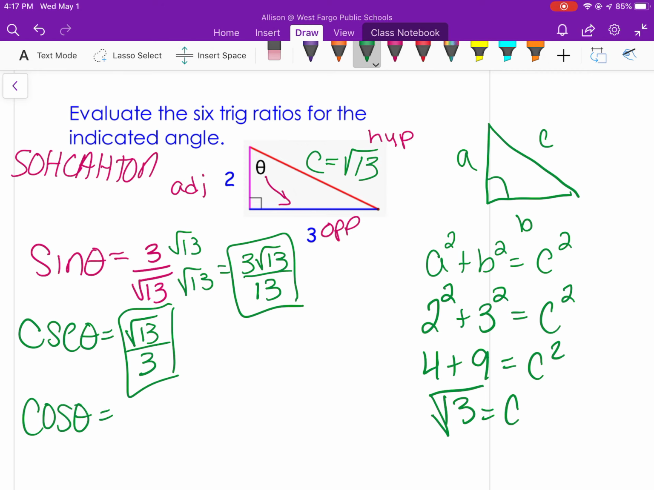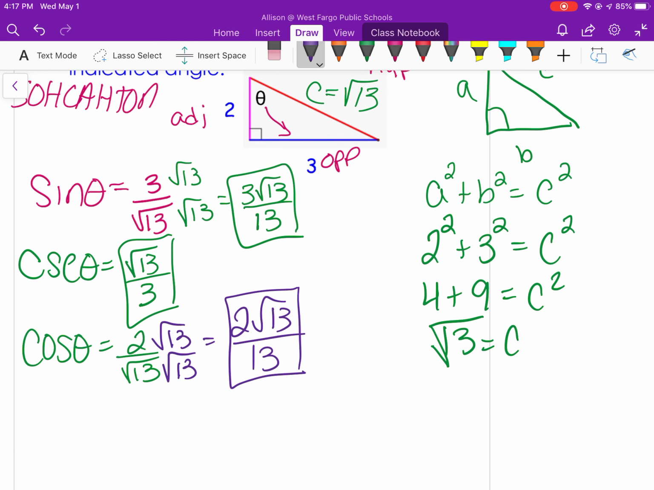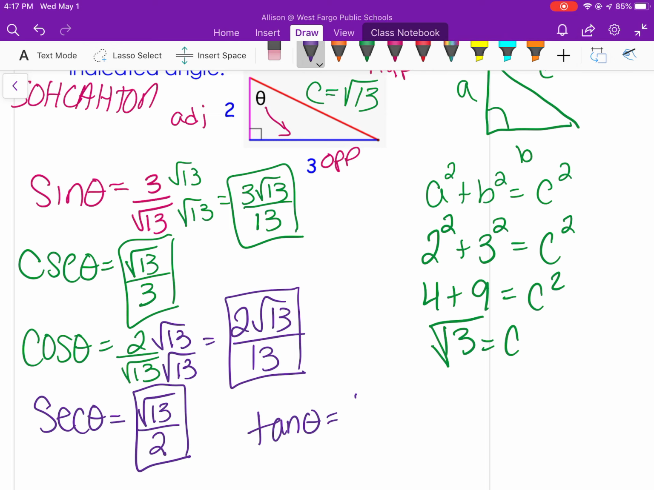Cosine of theta will be adjacent over hypotenuse. Rationalizing that by multiplying by the square root of 13 gives me 2 square roots of 13 over 13. Secant is the reciprocal of cosine, so square root of 13 over 2, hypotenuse over adjacent. That one's done. Tangent is opposite over adjacent, so 3 over 2. And cotangent is the reciprocal, adjacent over opposite, 2/3.